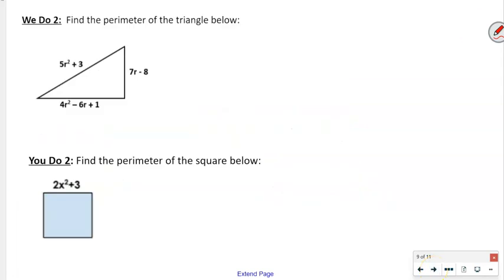All right, so the next one says find the perimeter of the triangle below. So I'll show you a couple of things about this. So I'm going to go ahead and do the biggest side first, 4r squared minus 6r plus 1, because it has all the terms in it, the r squared, the r, and the constant, right? So go ahead and do the other two sides, line them up, and then add them together. Come back to me when you're done.